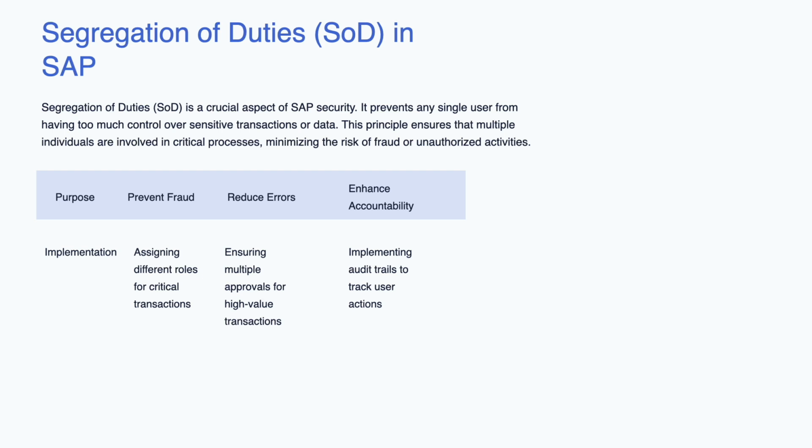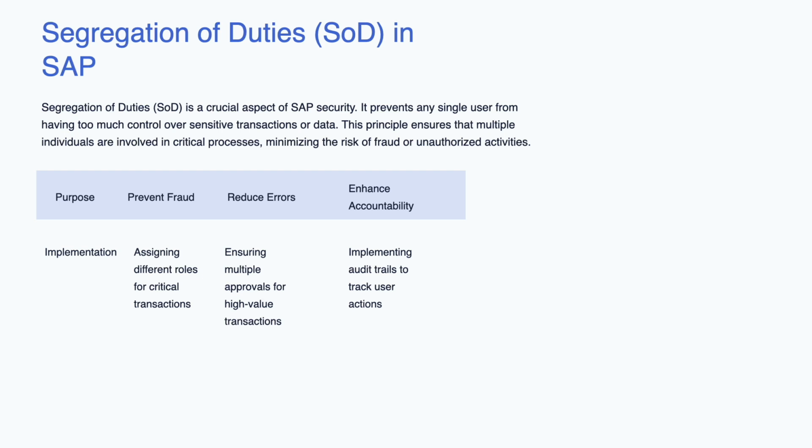Now we will talk about segregation of duties in SAP. Segregation of duties, or SoD, is a critical aspect of SAP security. It ensures that no single user has too much control over sensitive transactions or data, reducing the risk of fraud or unauthorized activities by involving multiple individuals in key processes.